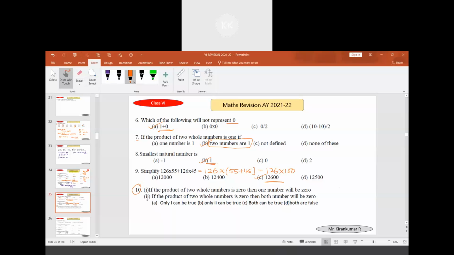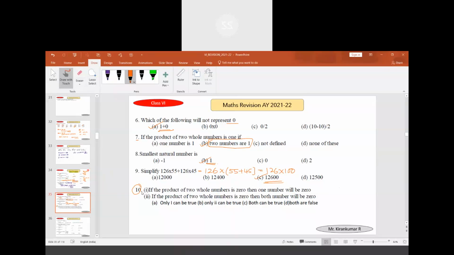A Roman 1, 2 is given. If the product of two whole numbers is 0, then one number will be 0. If the product of two whole numbers is 0, then both the numbers will be 0. Option A is only the first statement is true. Option B is only the second statement is true. Option C, both are true. Option D, both are false. Only one can be true. It will be A.